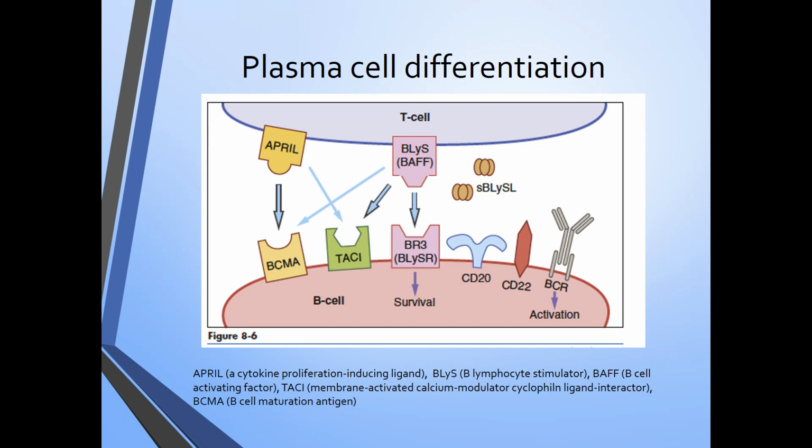So APRIL is a proliferation-inducing ligand, BLyS is B cell lymphocyte stimulator, BAFF is B cell activating factor, TACI is transmembrane activator and calcium modulator and cyclophilin ligand interactor. Boy, that's a mouthful. BCMA is B cell maturation antigen. Okay, so you have this interaction here, and that actually helps stimulate plasma cell differentiation.